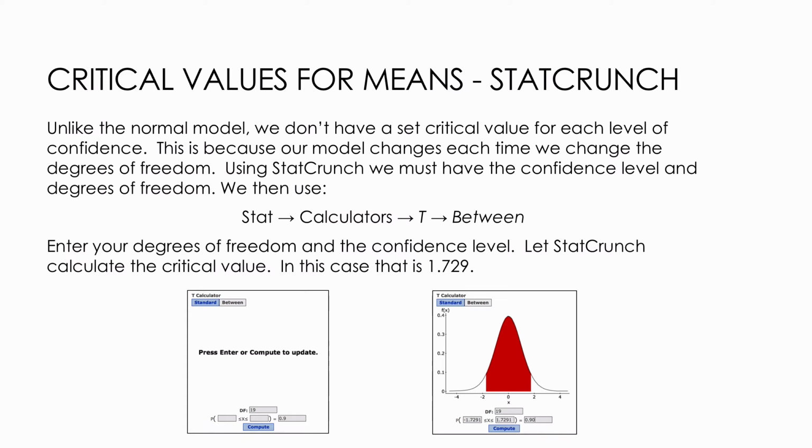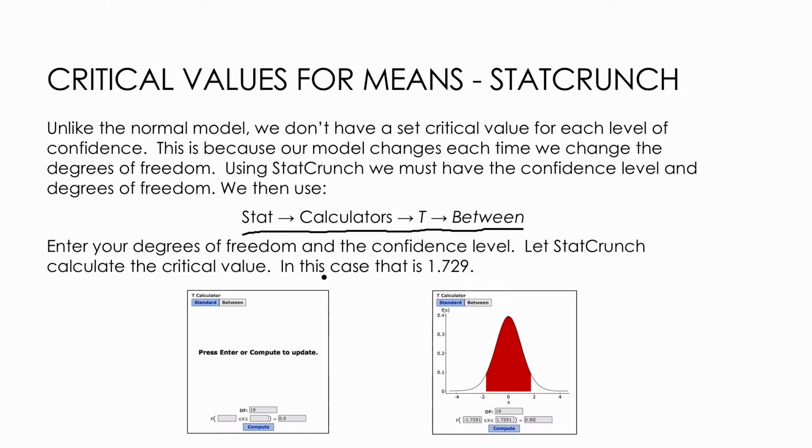Instead, we are using the t-model, and what we know about the t-model is that it changes based on the degrees of freedom. So we just let StatCrunch do all of that work for us. So notice here what the steps are going to look like. We're going to go to Stat, Calculators, T, in between, just like we did last week, except last week was normal. We have to enter our degrees of freedom and the confidence level.